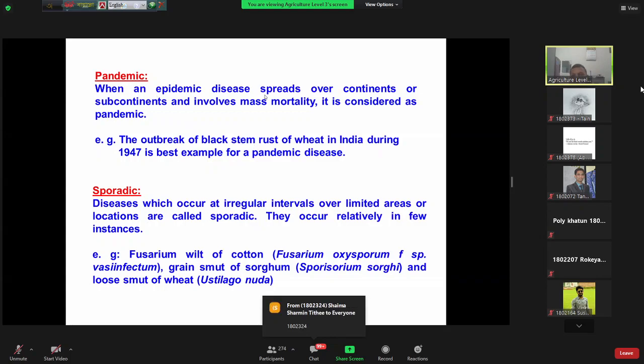When an epidemic disease is spread over continents or subcontinents, why do we call COVID-19 a pandemic?